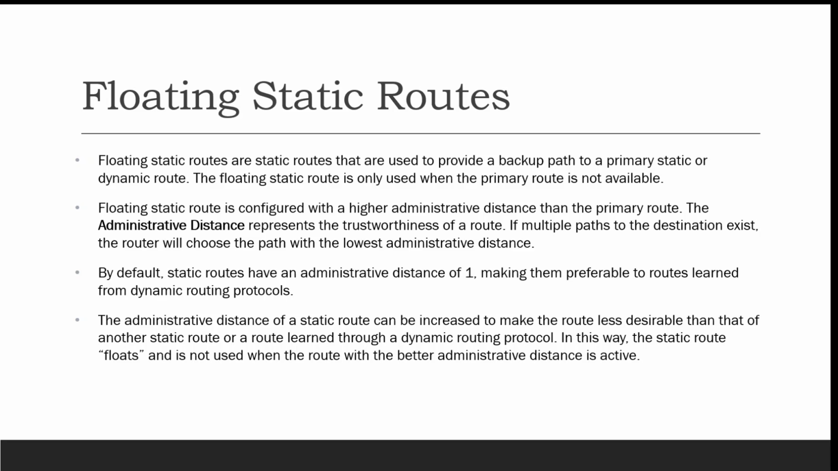So we know the meaning of the AD. The AD represents the trustworthiness of a route. When a router has multiple paths toward the same destination, the router is going to choose the path with the lowest AD. By default, a static route has an AD of 1. To configure a floating static route, we change the AD to a value higher than 1, making it a backup route for a dynamic routing protocol or the primary static route.